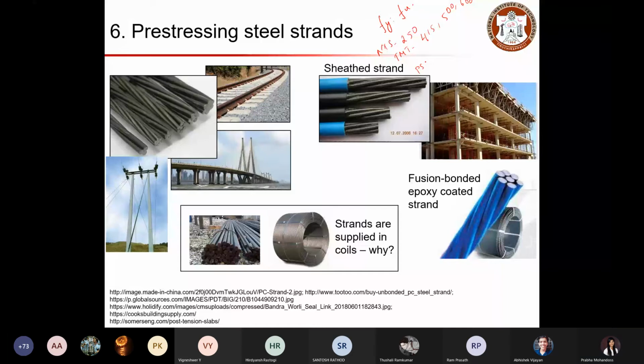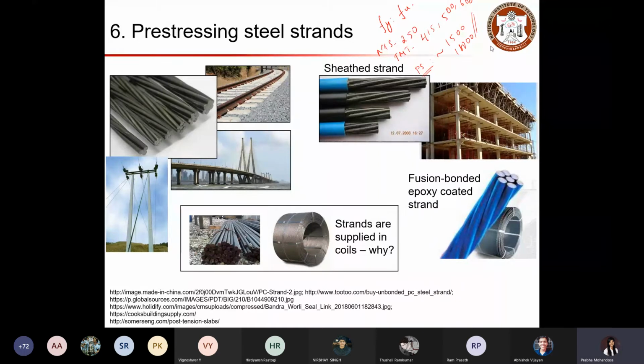700. No. Any other guesses? 5 to 6 times of this. What? How much could that be? Approximately 1,200. 1000 or 1500 approximately. Yeah, so approximately you can say it would range 1500 to 1800. So generally you can say it is like 5 to 6 times the strength of your conventional steel rebars.